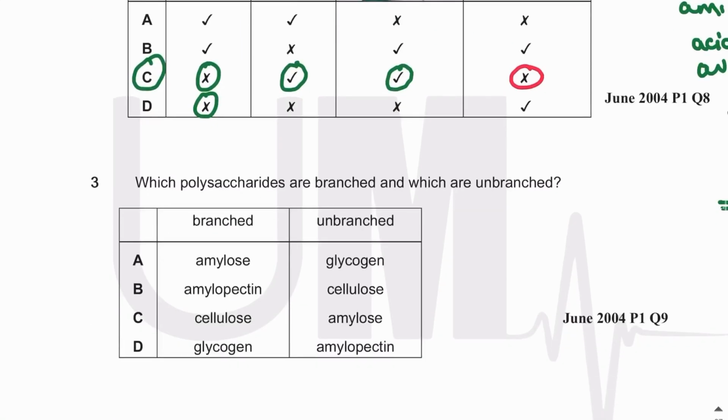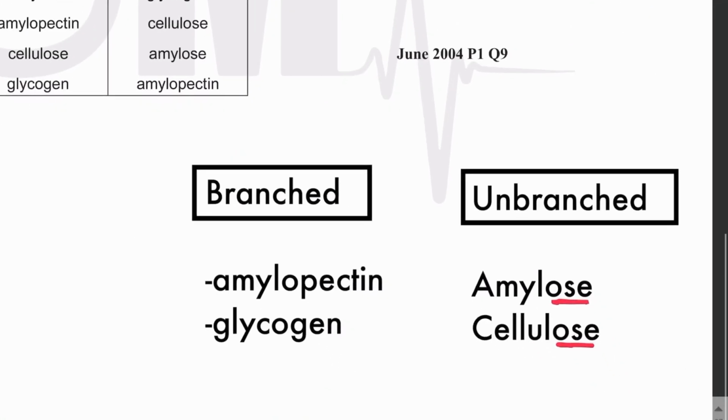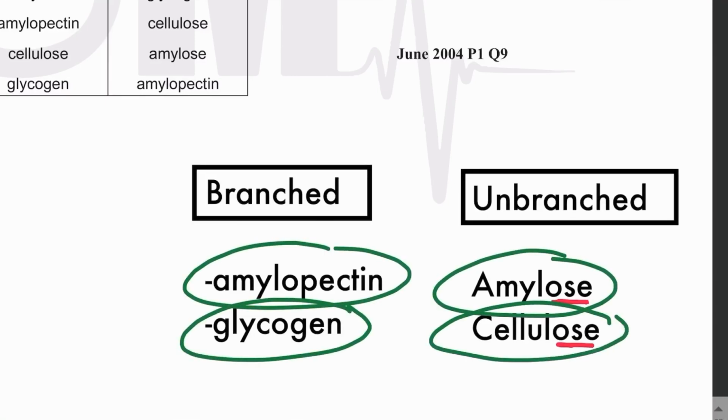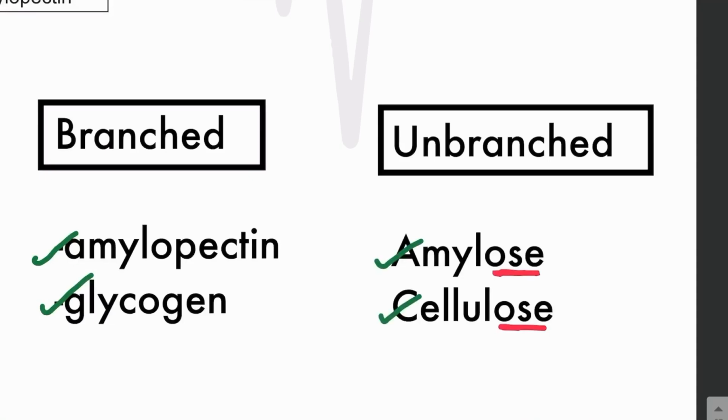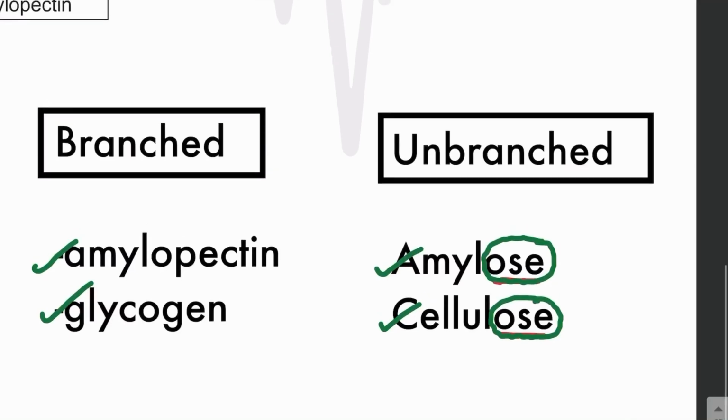Let's move on to MCQ number 3. Which polysaccharides are branched and which are unbranched? So guys, in our syllabus there are 4 types of polysaccharides: amylopectin, glycogen, amylose, and cellulose. So you should know that amylopectin and glycogen are branched, and amylose and cellulose are unbranched. So with the help of the O's, you can remember that the polysaccharides with O's are unbranched. So amylose and cellulose are unbranched, whereas amylopectin and glycogen are branched.